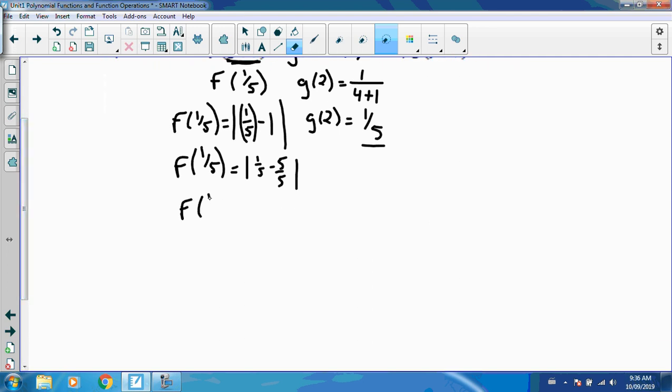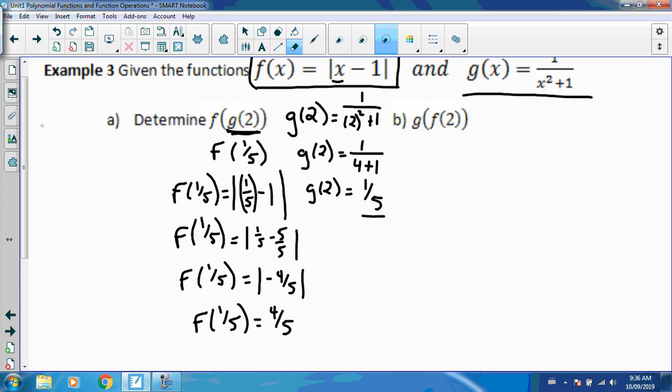So that's going to be -4 over 5 in the absolute value signs, which hopefully you remember takes away that negative sign. It tells me what is the distance from 0? Well, this is 4/5. And that's the answer for this side. So maybe try this one. Pause it here, try the f of 2, find that, and then put that value into the g function.